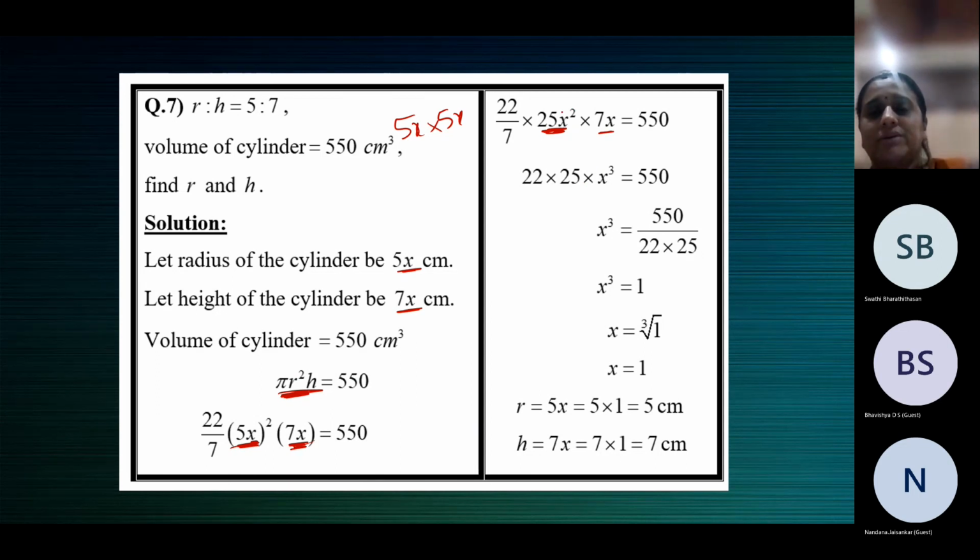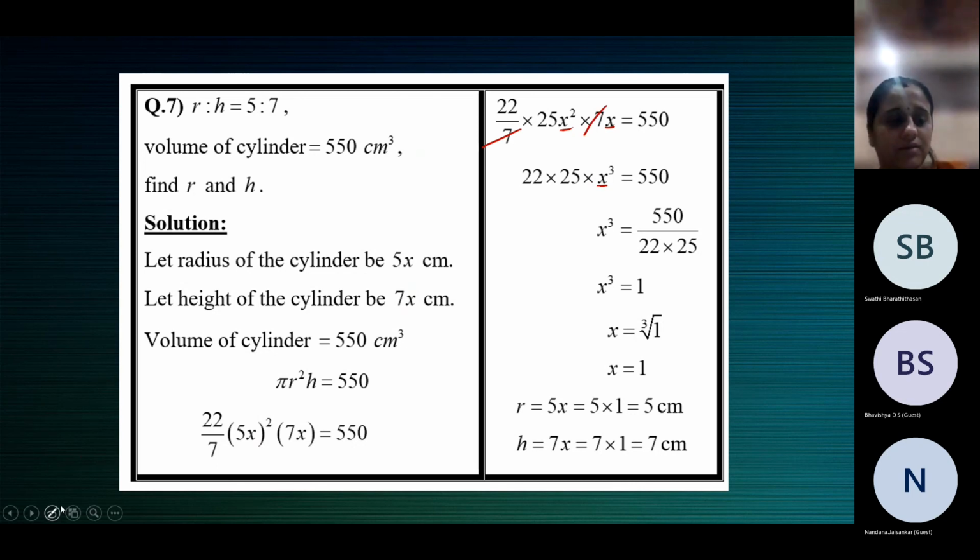Now in the next step, x square into x is x cubed. 7 and 7 get cancelled. Then 22 into 25, x cubed is equal to 550. So when you work this out, you get x cubed is equal to 1. x is equal to cube root of 1, and cube root of 1 is 1 only.